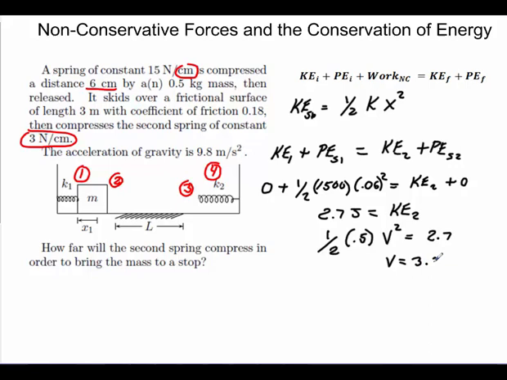I'll say 3.29 meters per second. Now the question should ask, if a question should come along to ask you that, that's how you would find the velocity as you leave the spring. Okay. Now we're going to go from 2 to 3.